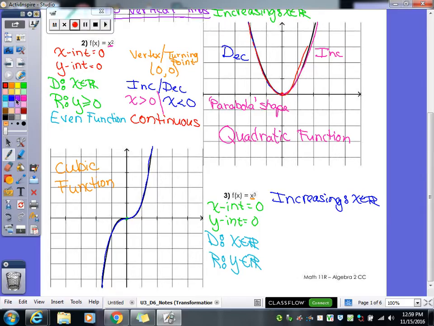Okay, is this function an even function? Nope, it's not symmetric over my y-axis. Would it be an odd function? Yes, this is reflected through the origin. If I kind of took this and I flipped it, it would be the exact same curve, so this is an odd function.